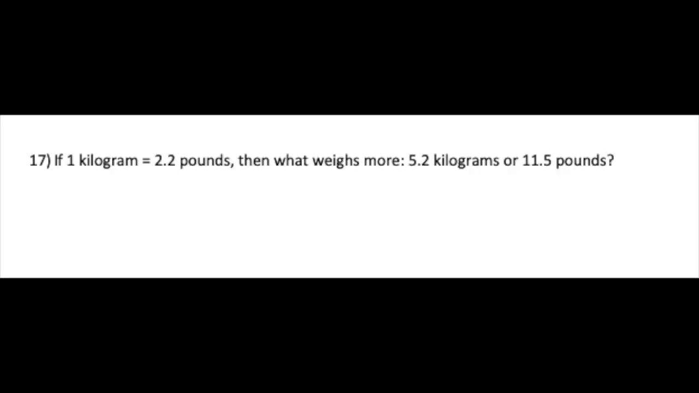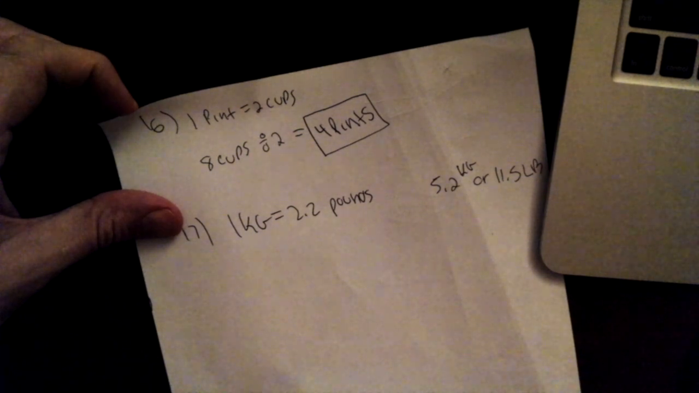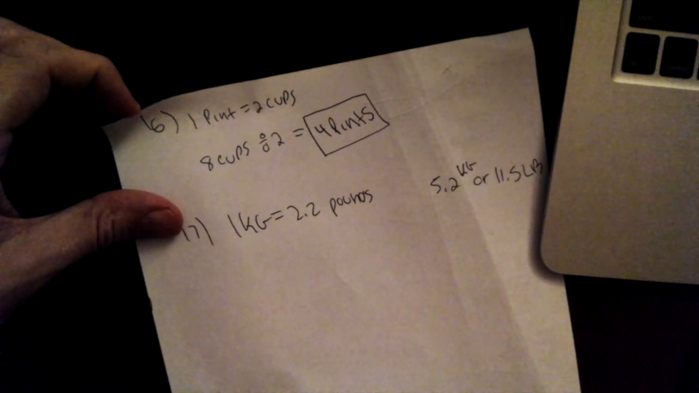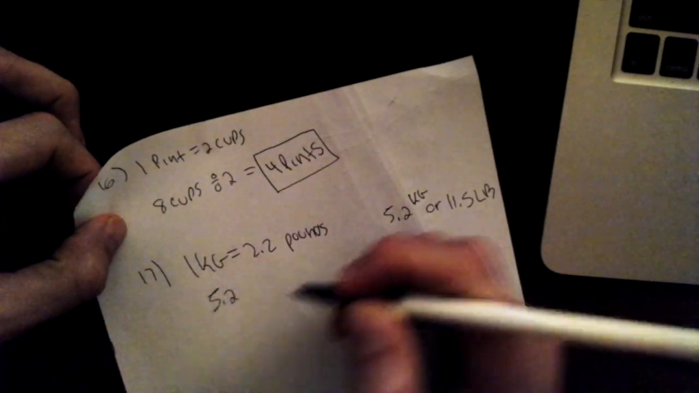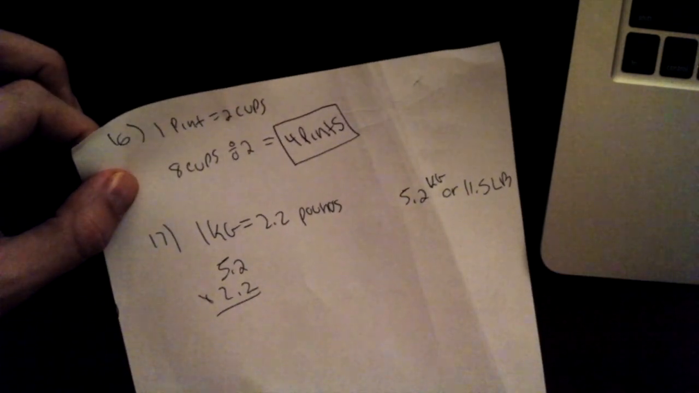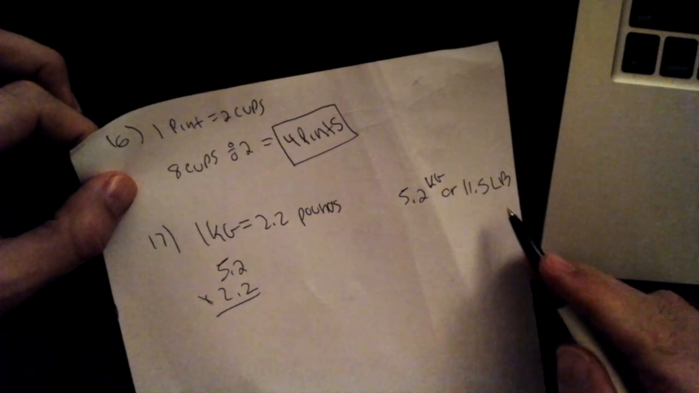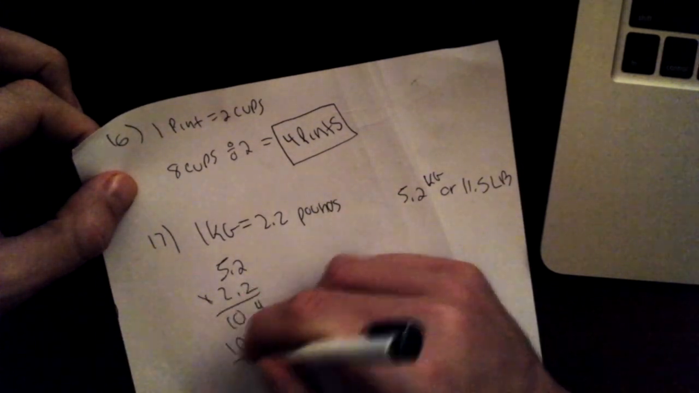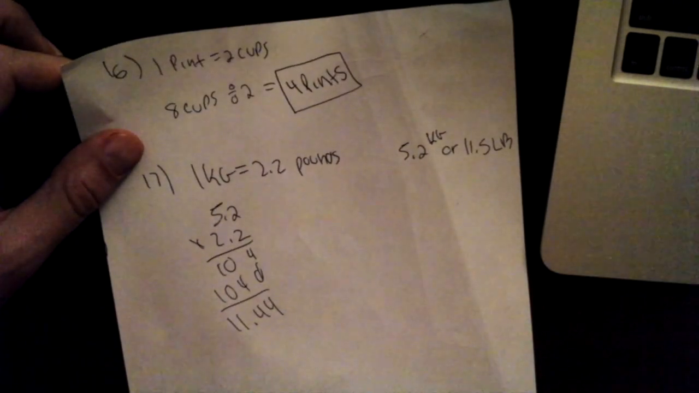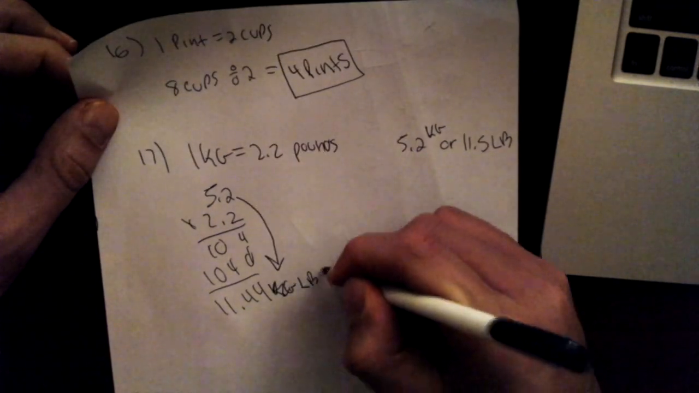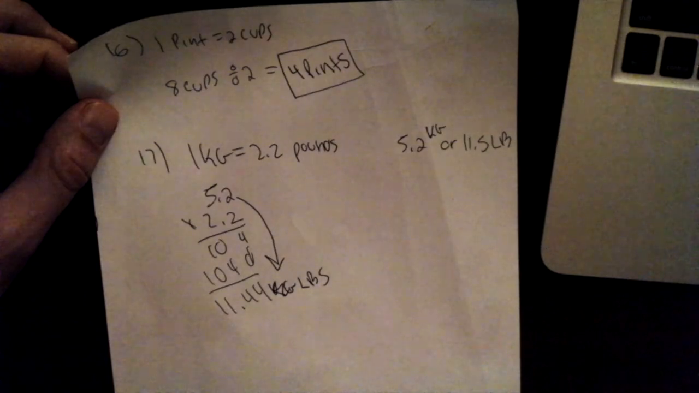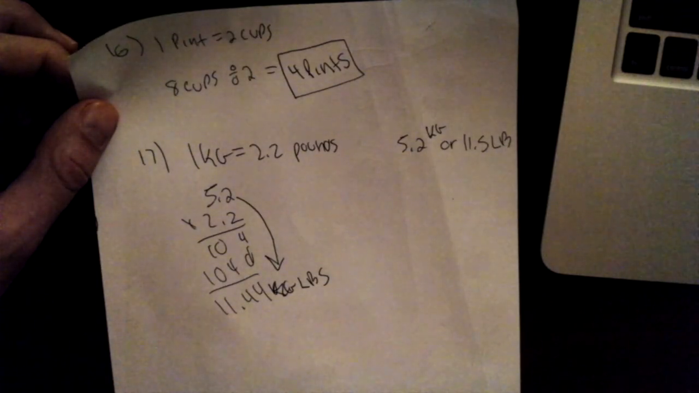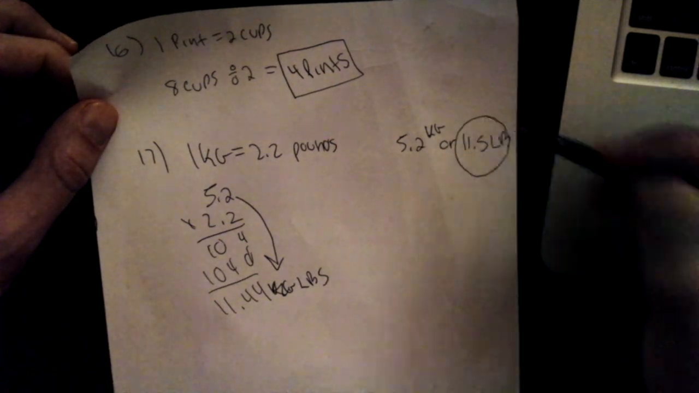Let's take a look at number 17. If 1 kilogram weighs 2.2 pounds, then what weighs more, 5.2 kgs or 11.5 pounds? Okay, so this question is great because it gave you the conversion factor already, and the conversion factor is 2.2. So all we have to do is multiply 5.2 times 2.2, and that'll tell us how much 5.2 kgs is in pounds. lbs is just another way of saying pounds, abbreviated. So we'll just go ahead and multiply this. We get 11.44, 11 and 44 hundredths. Okay, and that's lbs, pounds. So 5.2 kgs is equal to 11.44 lbs. So which one is greater? It would be the 11.5 lbs.